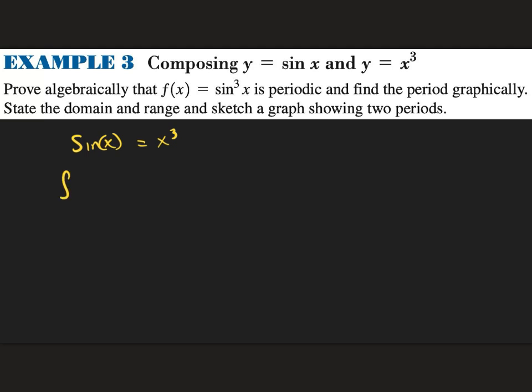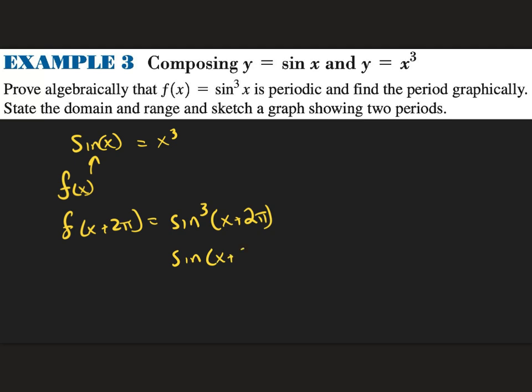Okay, so f of x is sine x, and then we're going to use x plus 2 pi, which is equal to the sine cubed of x plus 2 pi, and so this gives us the sine of x plus 2 pi cubed. The whole thing can be cubed, so the 3 moved outside.